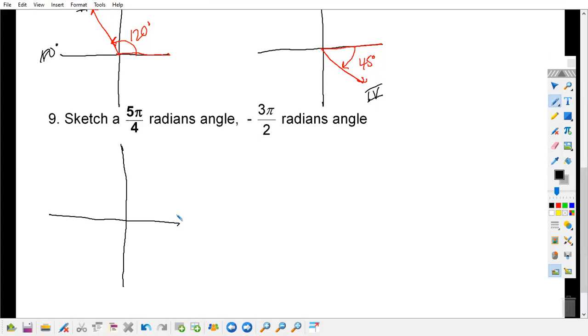All right, so we're looking at 5 pi over 4, okay? First thing we want to identify is what quadrant should 5 pi over 4 fall in? Okay, and why do you say 3?